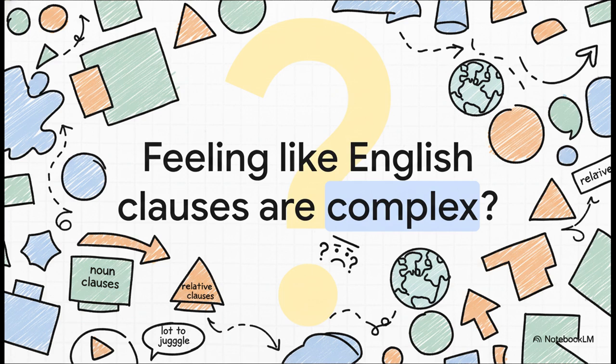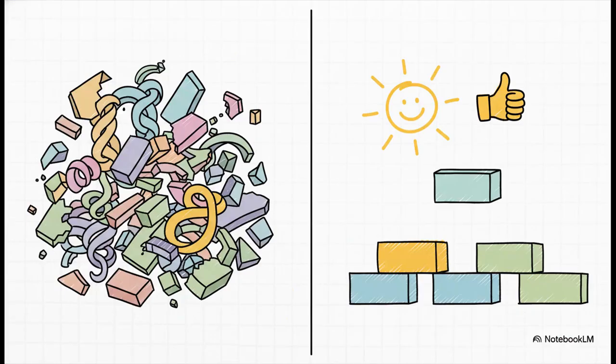You've got noun clauses, relative clauses. It feels like you're juggling a dozen different rules. And it's really easy to get overwhelmed and just tune out. But here's the good news, I promise. Of all the different kinds of clauses out there, the adverbial clause is, without a doubt, the most straightforward. It's the perfect place to start. If you can get the hang of this one, everything else is going to feel so much easier.